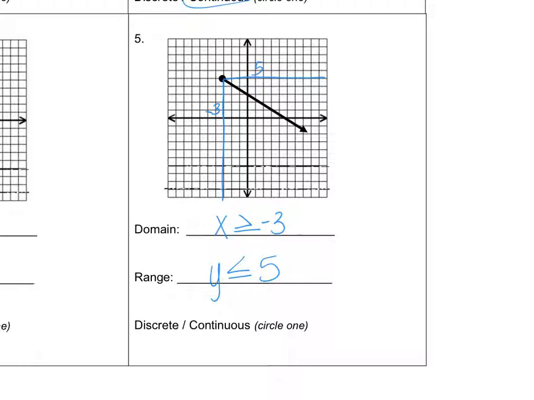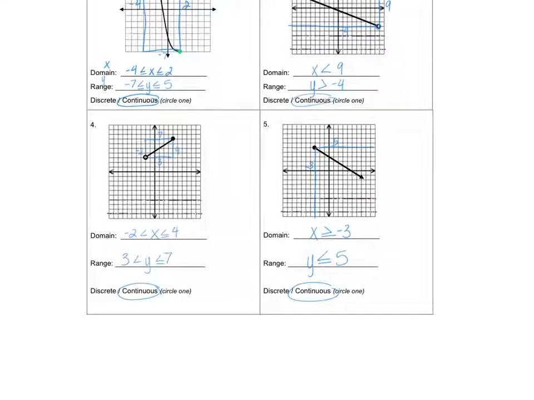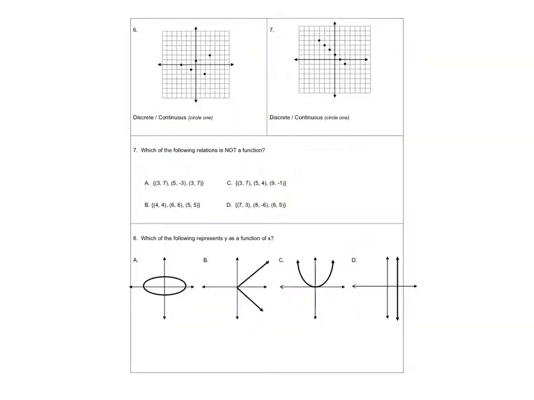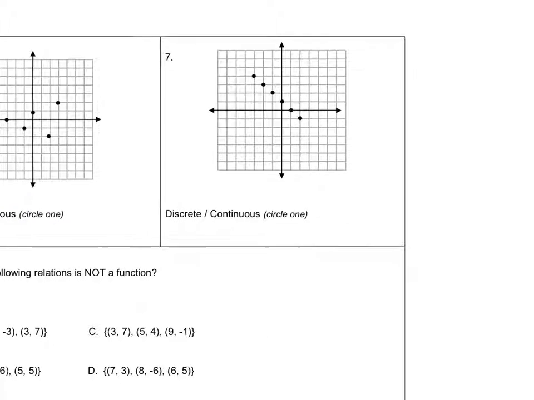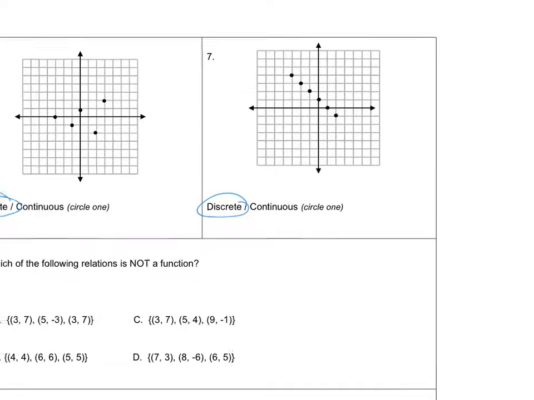Here, discrete or continuous? Do I see dots or is it connected? This graph is connected, so it is considered continuous. Number 6. Is this graph discrete or continuous? Do I see dots or is it connected? I just see dots, so it's discrete. Number 7. Do I just see dots or is it connected? Again, I just see dots. Dots means that it's a discrete graph.